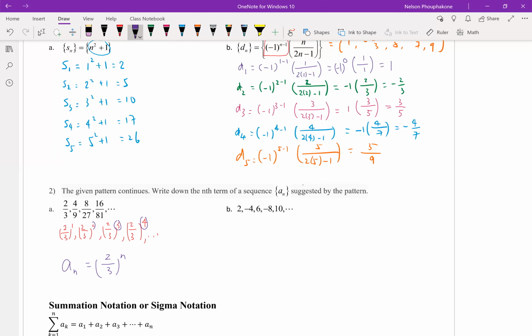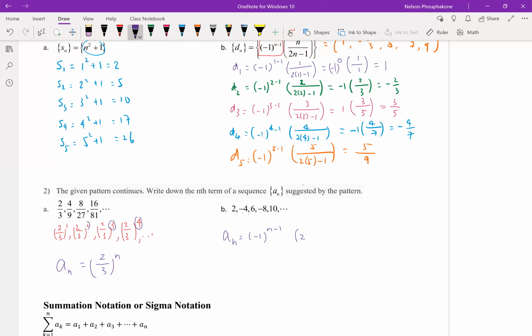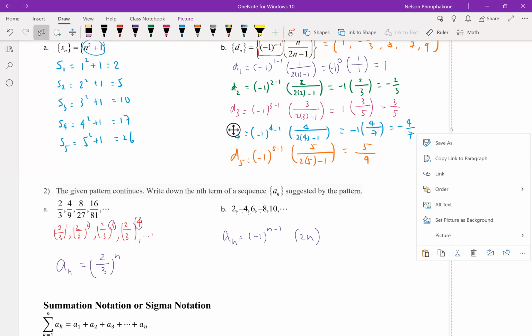Okay, so to this one right here. First, I noticed that the sign is alternating, and it starts with the positive, so I have (-1) to the power. And then you will see that we look at 2, 4, 6, 8, 10: 2 times 1, 2 times 2. So how about I write down 2n? Yeah, that's it. Now this is the idea about sequences.